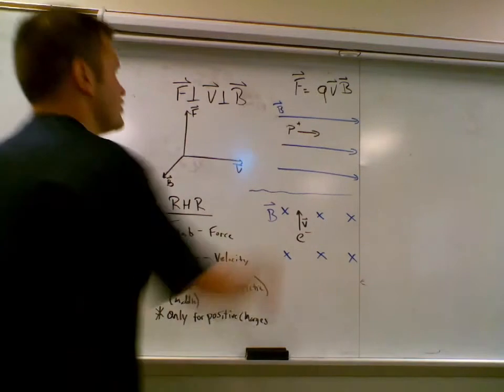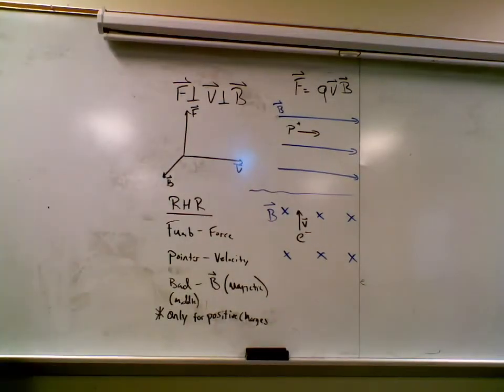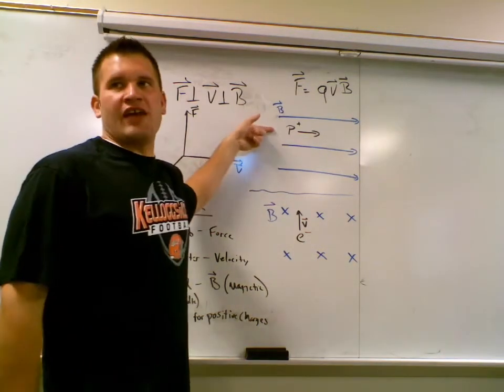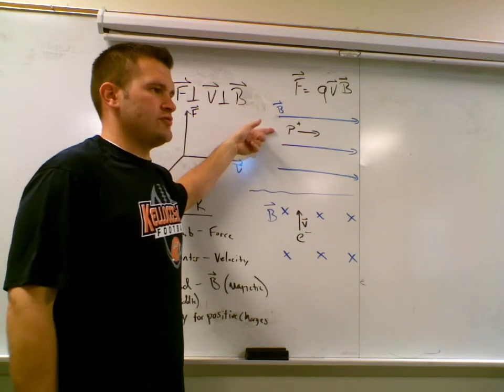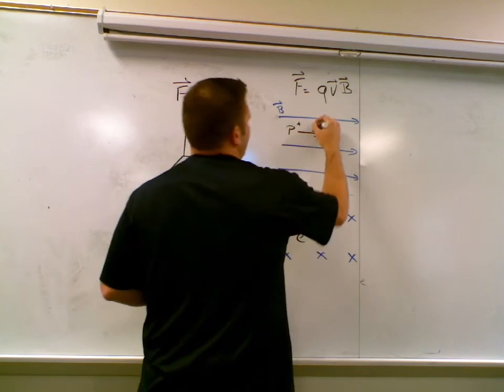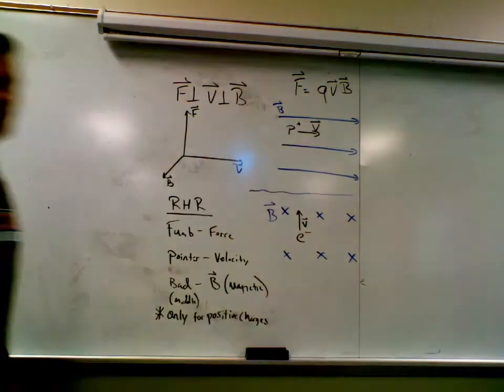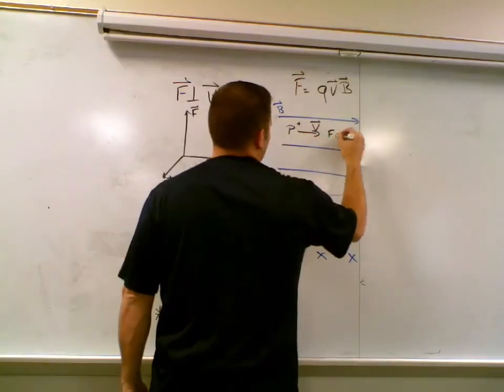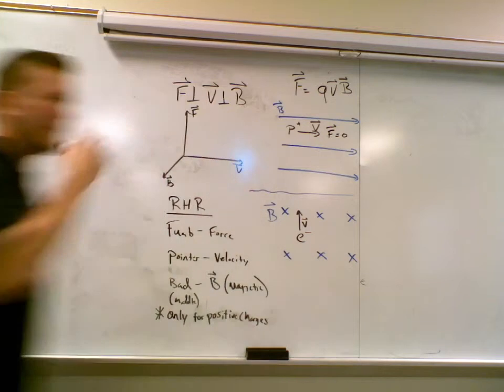All right. So here, I have a proton traveling in a magnetic field. Will this proton feel a force? Why not? It's going the same way. Good. It's going the same direction as the B field. This proton will feel no force, because what has to be true about velocity and B field? They have to be perpendicular. So that proton will feel no force. So for this one, F equals 0. Okay. Does that make sense?